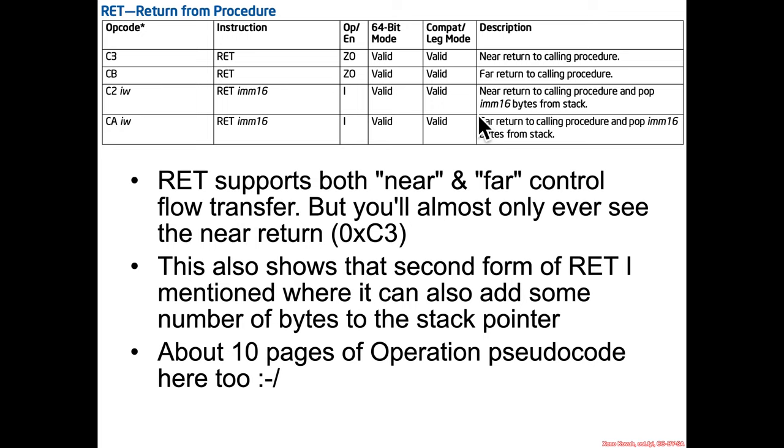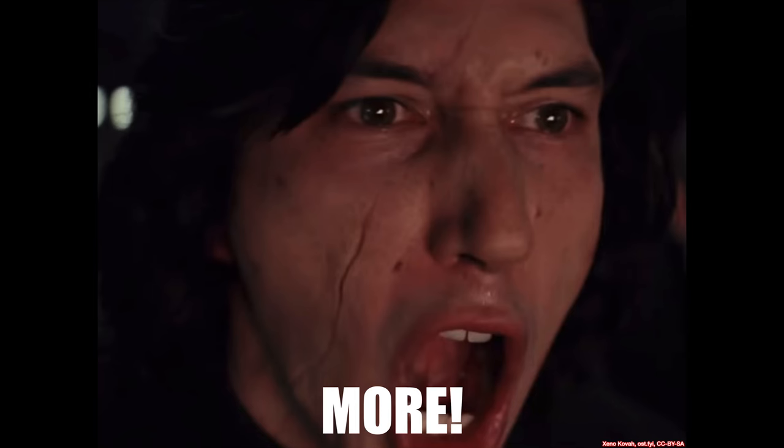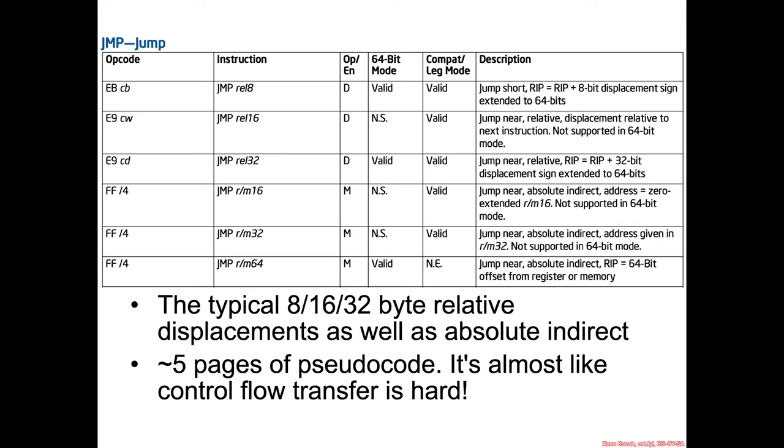And here again, control flow is hard, so if you were to look at the operations section of the manual, you'd see about 10 pages here dealing with all sorts of different conditional cases of return, just like call. Wow, this guy is demanding. Okay, what else do we have?